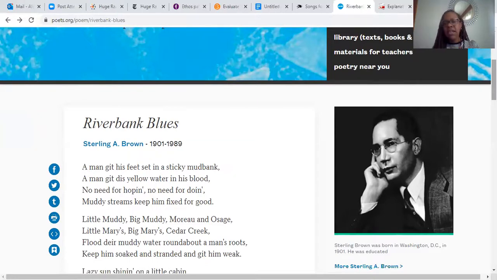And he's giving us all of this descriptive imagery, right? Man gets his feet set in sticky mud bank. No need for hopping, no need for doing. Muddy streams keep him fixed for good.